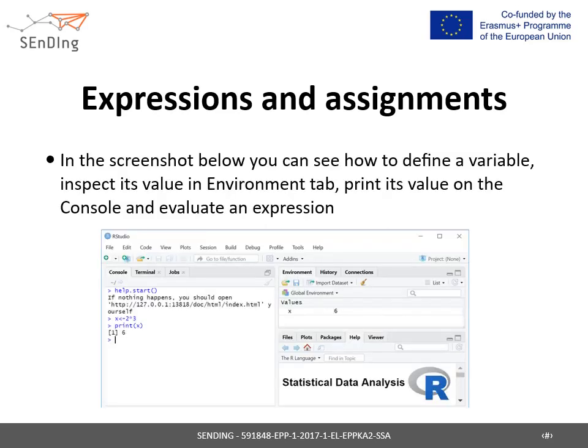In the screenshot below you can see how to define a variable, inspect its value in the Environment tab, print its value on the console, and evaluate an expression. Note that after executing the assignment to x, the value of x is displayed along with x in the Environment tab in the upper right pane. But to see the value of x on the console we must ask for it, either by typing the name of the variable or with the print(x) command.